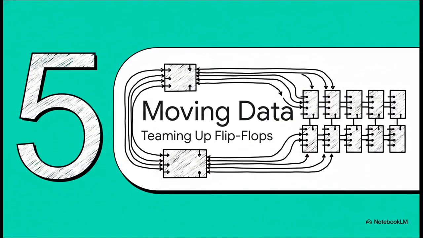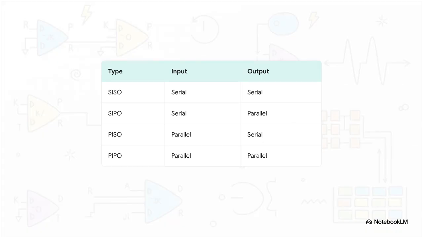Let's zoom back out and see what happens when we start grouping these solitary flip-flops into teams. Storing one bit is great, but modern computing needs to move a ton of data around. And this brilliantly illustrates exactly how we do that. When you group flip-flops, you get a shift register, which dictates exactly how data flows in and out. We have SISO, serial in, serial out, where data moves in single file, which is great for creating time delays.